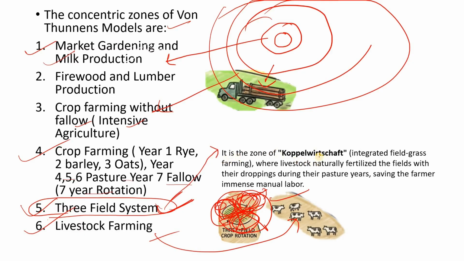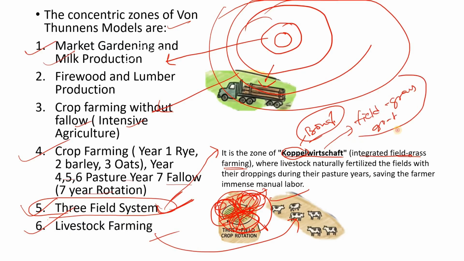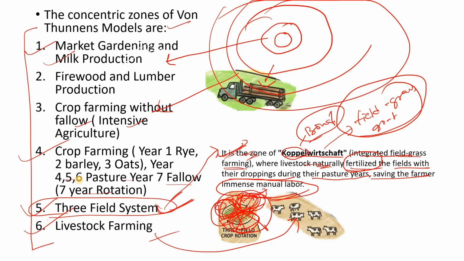It is the zone of Koppelwirtschaft. This is a German term, integrated field grass farming. So the meaning of Koppel means bond or integrated, together, and Wirtschaft means farming. Field, grass and goat, the three things they do together, that is called Koppelwirtschaft. Livestock naturally fertilize the fields with their droppings during the pasture year, saving the farmers from immense manual labor. So this is one of the traditional forms of agriculture to keep the fertility of the land. I hope the 4, 5 rings are clear here.